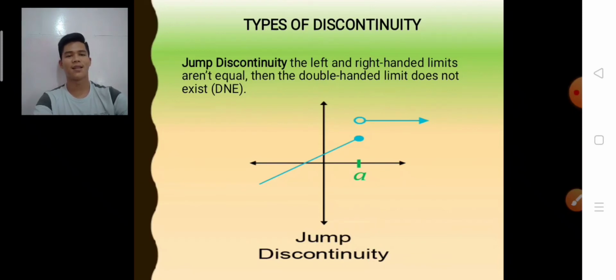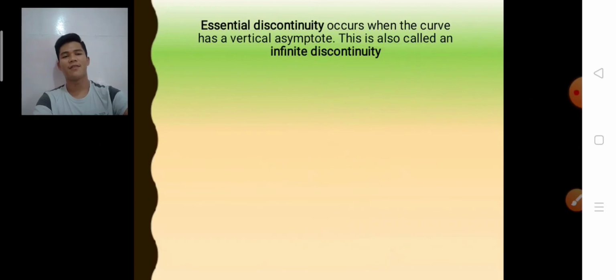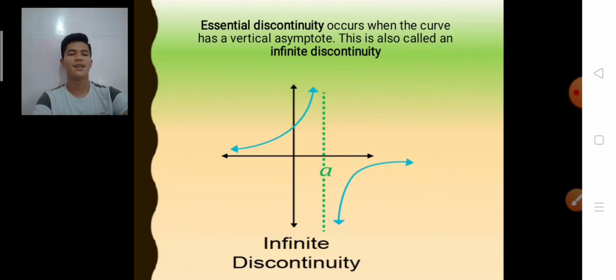Next, we have essential discontinuity. An essential discontinuity occurs when the curve has a vertical asymptote. This is called an infinite discontinuity. Be familiar with what an infinite discontinuity or infinite graph is. This is an example of infinite discontinuity. We have the vertical asymptotes in its graph.